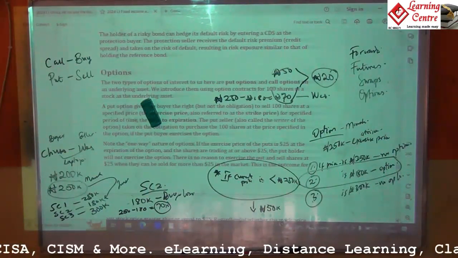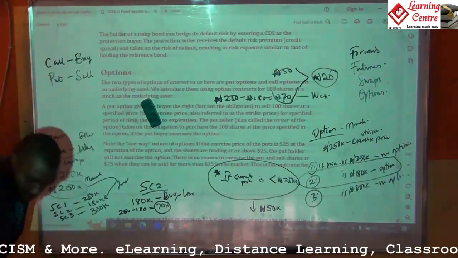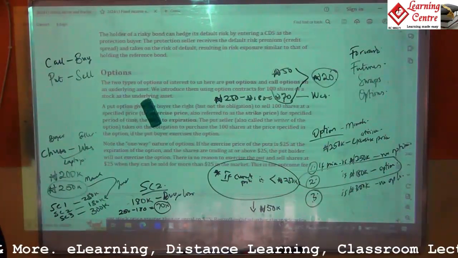That means what the person is losing is not 70 then. We'll get to an example down. Don't worry, I'll show you.